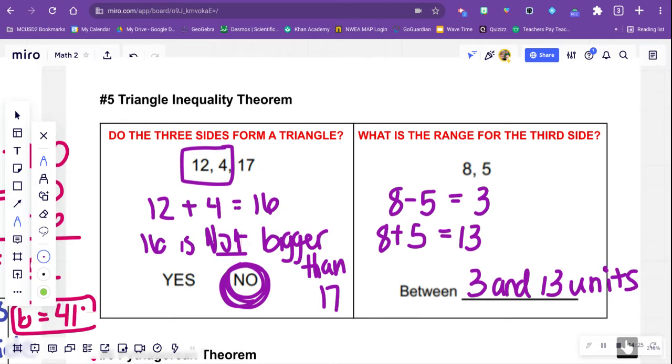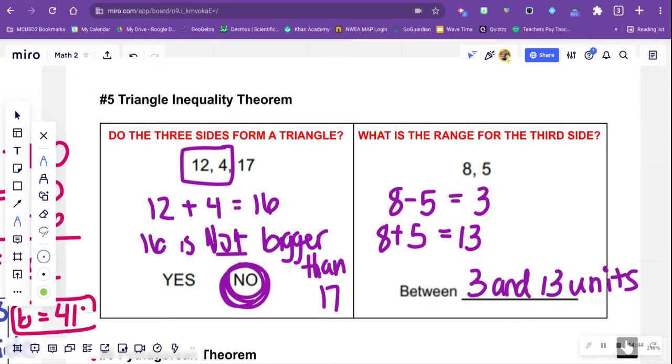And just a kind of side note, it has to be strictly bigger than 3, so it couldn't equal 3, because then it wouldn't be bigger than 8. So it would have to be like 3.1, and then it has to be strictly less than 13, so like 12.9. It has to be strictly between those numbers.